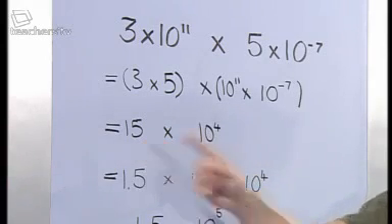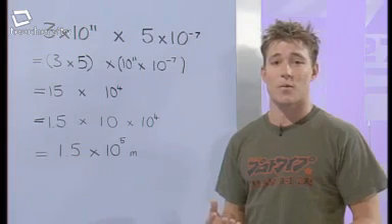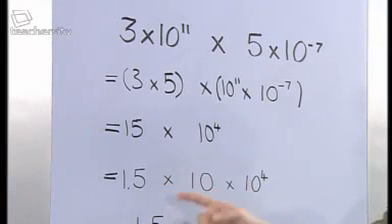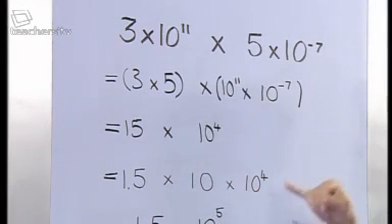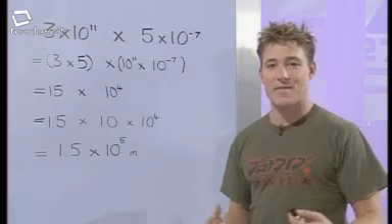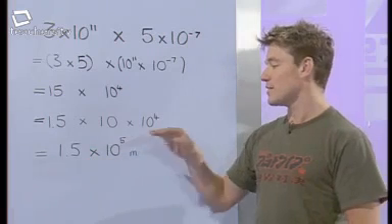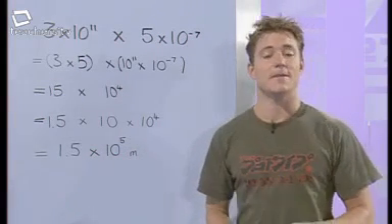Now this number here is greater than 10, so to put it into standard form, I need to change it to 1.5 times 10 multiplied by 10 to the power of 4. So that means my final answer is 1.5 times 10 to the power of 5 metres.